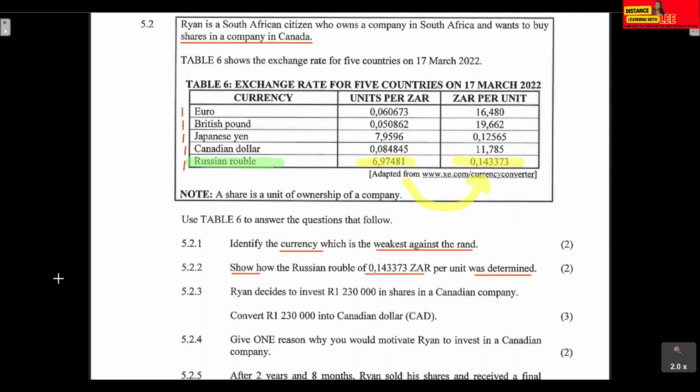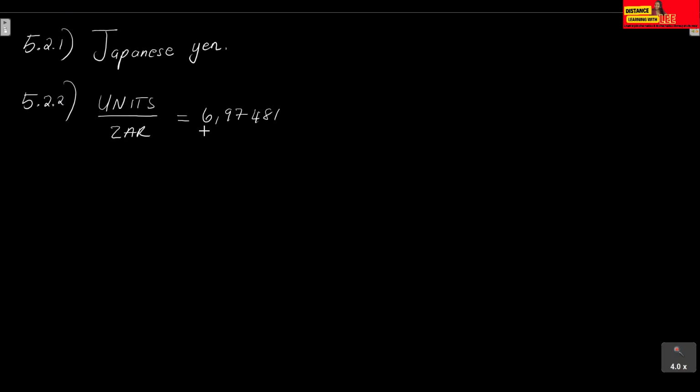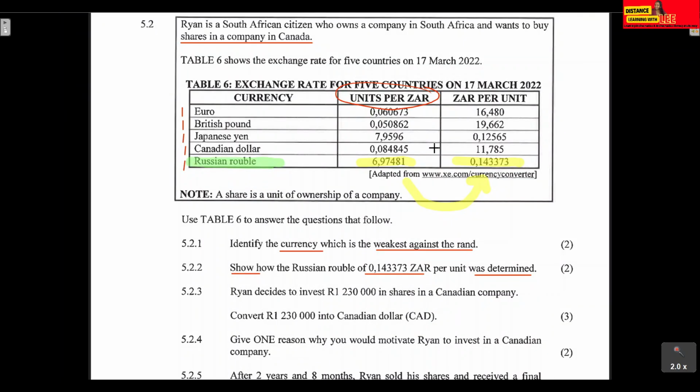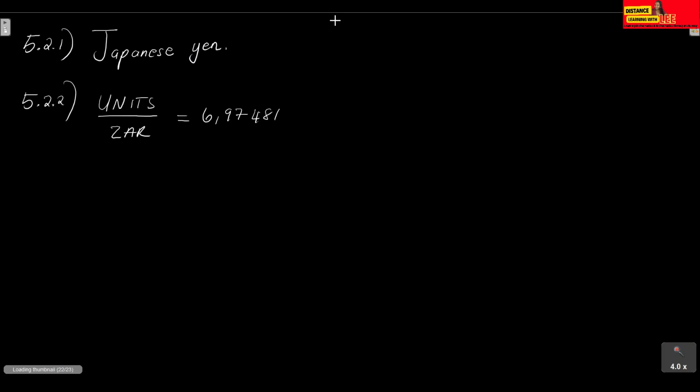Okay, so to answer this question, we're going to write this out the way it is. It says units per ZAR. So units per ZAR is equal to 6.97481. However, we want to show how the ZAR per unit of 0.143373 was obtained. We want the ZAR per unit. So how can we get this equation to be written as ZAR per unit instead of units per ZAR? We're going to swap these two values around. And what you do on the left hand side, you also need to do on the right hand side.